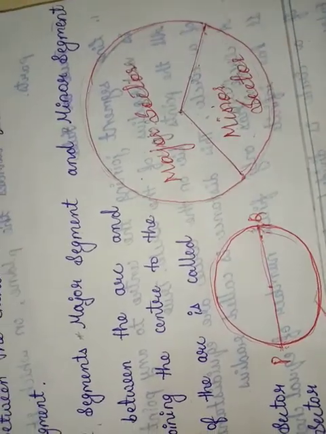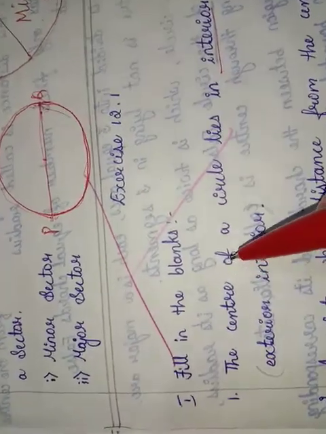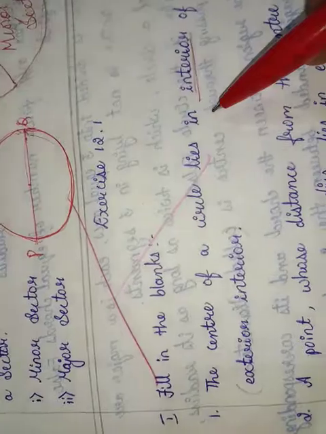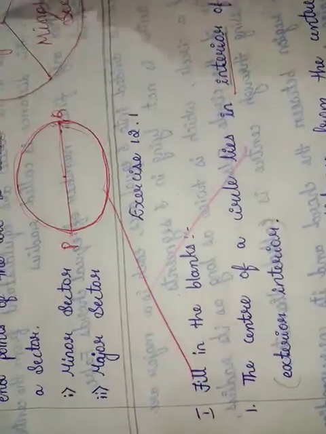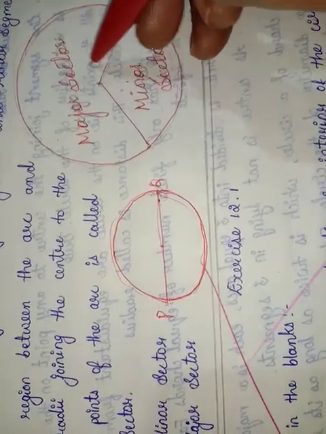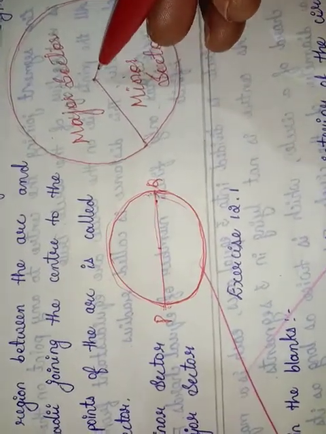Okay, now let us move to exercise 12.1. Fill in the blanks. The center of a circle lies in the dash of the circle. Interior. See here, this is the center, isn't it? Where does it lie? It lies inside the circle, that is, the interior of the circle.